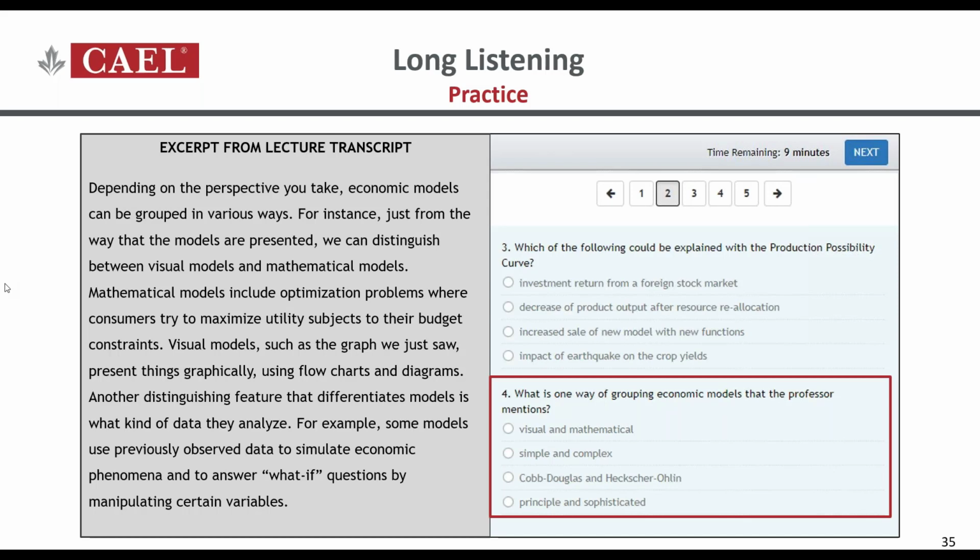I'll just show you the highlighted part. The information is actually in the second sentence, so it's kind of near the middle and kind of near the beginning as well. The second sentence has the information that we need. In this sentence, we hear about the visual models and the mathematical models, which of course was the answer A, or number 1. The first sentence talks about grouping economic models, which alerts us to the possibility that the answer might be coming. The information we need is actually in the second sentence.